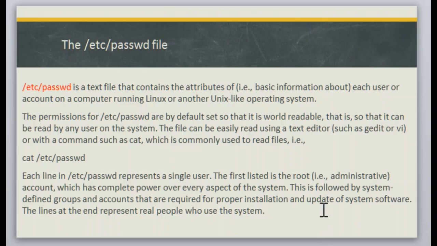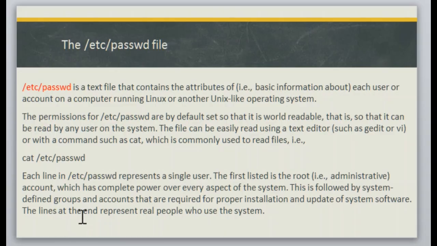Root is the super user. It rules all. So this is followed by system-defined groups, meaning that they aren't necessarily users. I guess the best way to put it is they're just accounts on the system that control certain things on the system, okay? Which it says here, these are accounts that are required for proper installation and update of system software. So in order for some of these daemons to run things on the system, they need to have an ID and a way to access the system.